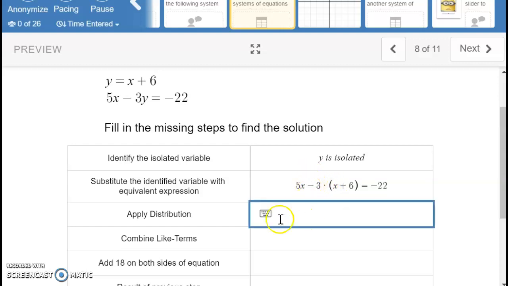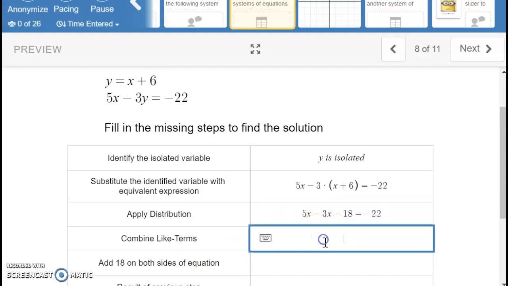So 5x stays the same. We haven't done anything to it, but we are multiplying negative 3 times x. That becomes negative 3x. Then negative 3 times positive 6 is going to be negative 18. Okay, and then you have just gotten rid of your parenthesis by using the distributive property, is equal to negative 22. So then next line, combine the like terms. What are the like terms we can combine?